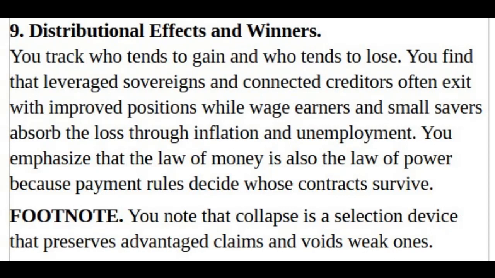9. Distributional effects and winners. You track who tends to gain and who tends to lose. You find that leveraged sovereigns and connected creditors often exit with improved positions while wage earners and small savers absorb the loss through inflation and unemployment. You emphasize that the law of money is also the law of power because payment rules decide whose contracts survive. Footnote. You note that collapse is a selection device that preserves advantaged claims and voids weak ones.